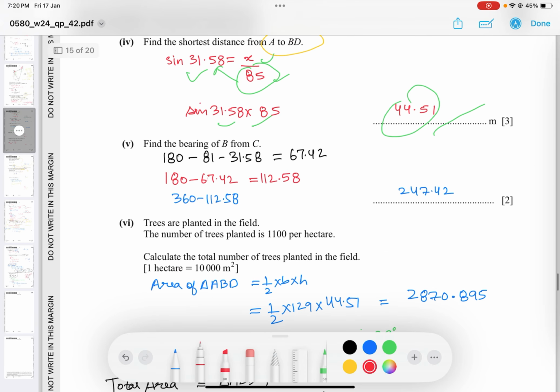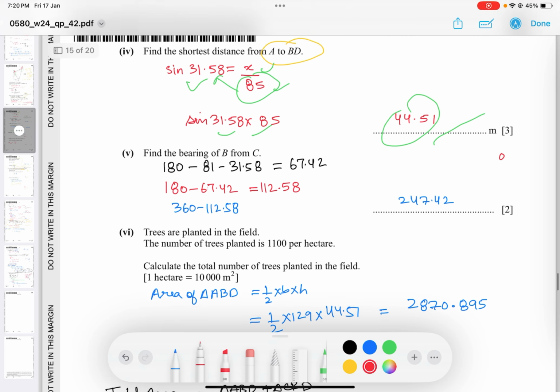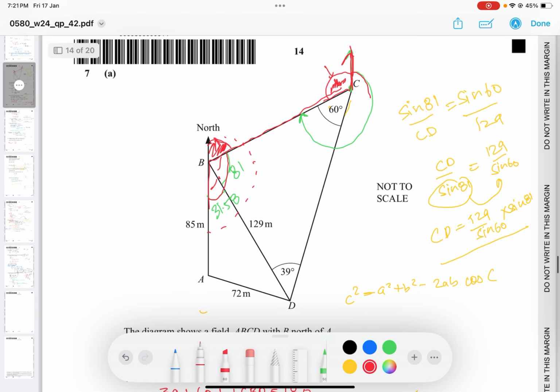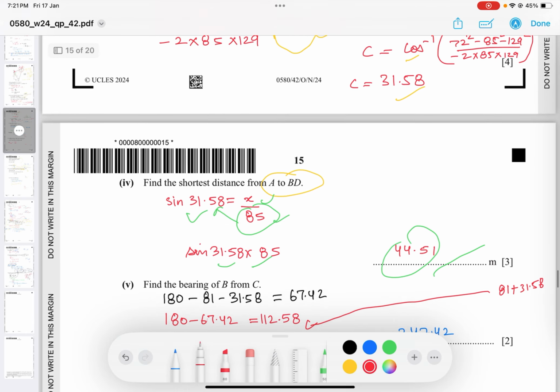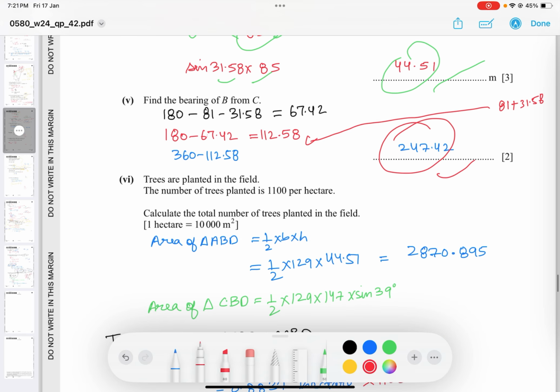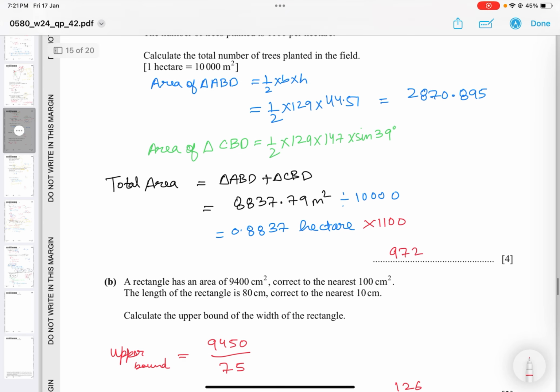That will result in 112.58. And now we know in bearing we always go clockwise, right? So total angle is 360. We will subtract this 112.58 from that and we can get our bearing for it. And the bearing would result in 27.42. All right. Very good. Now let's do the next question.